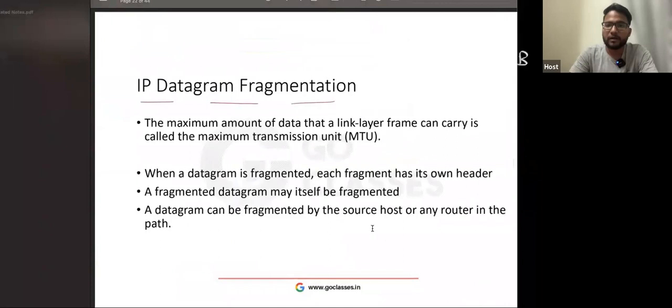Great. Now let's go to IP datagram fragmentation. The maximum amount of data that the data link layer frame can carry is called the MTU. When a datagram is fragmented, each fragment has its own header.